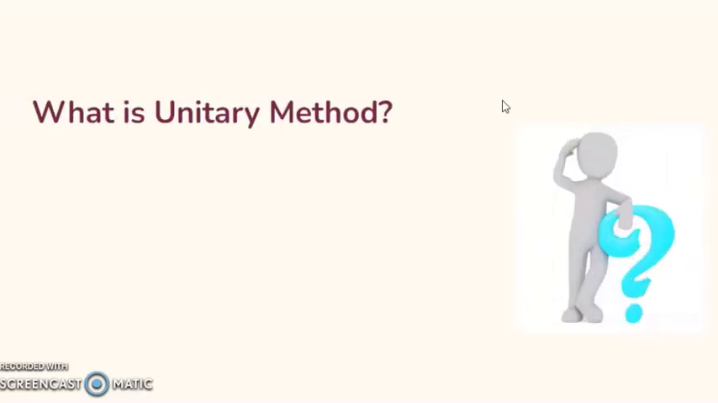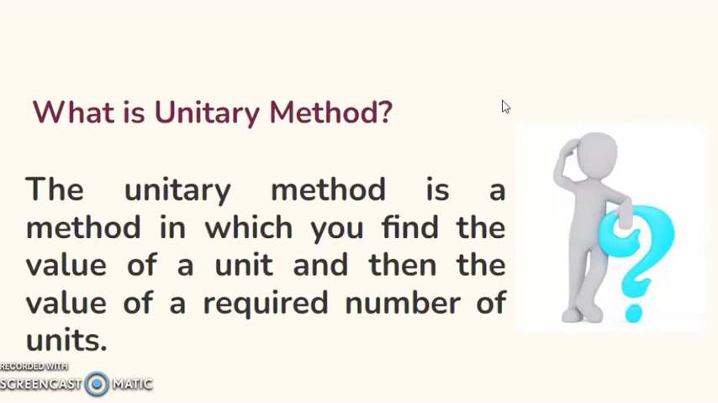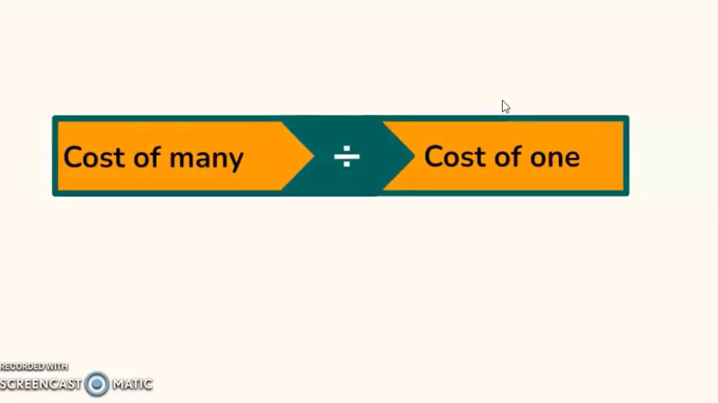What is Unitary Method? The unitary method is a method in which you find the value of a unit and then the value of a required number of units. In this method, the value of many things is given and we need to find either the value of more or fewer things. In order to do that, we must first find the value of one thing by division and then find the value of more or fewer things through multiplication.